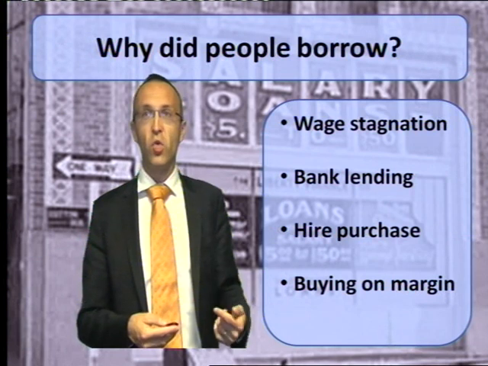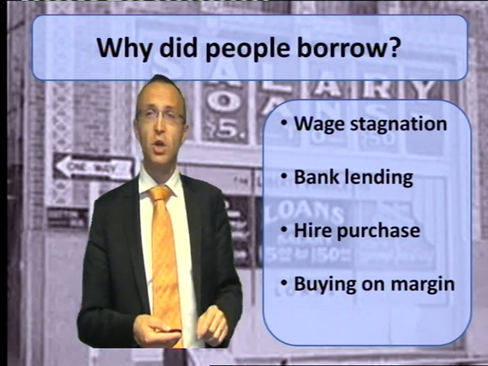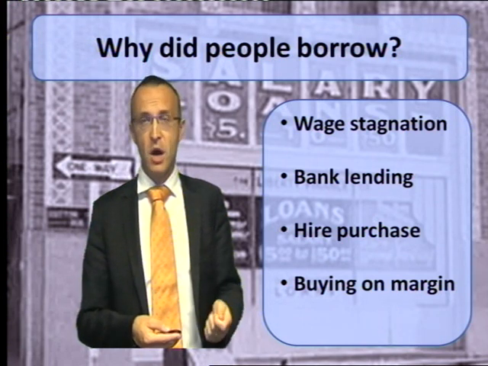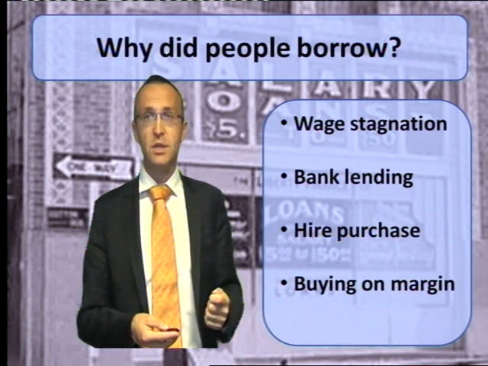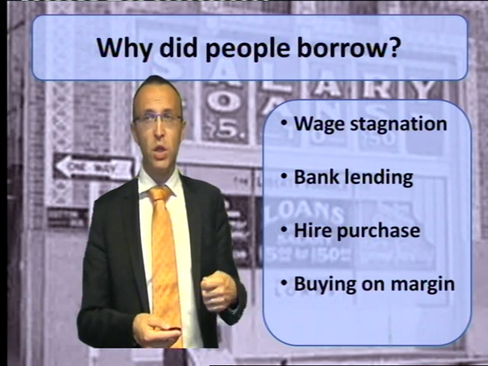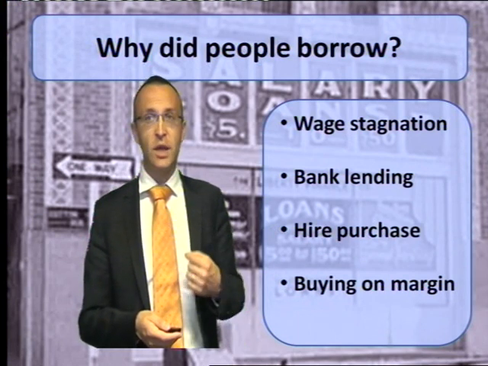The fourth, and in some ways most significant in relation to the crash, was something called buying on margin. Now, this is a technical procedure whereby if you are an investor, someone who wants to buy stocks, you are able to borrow money in order to buy those stocks. That places you in a very difficult and dangerous position.